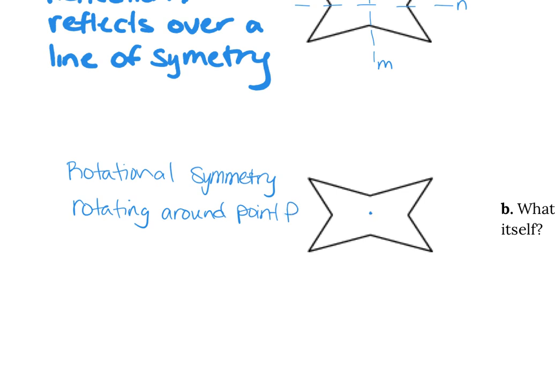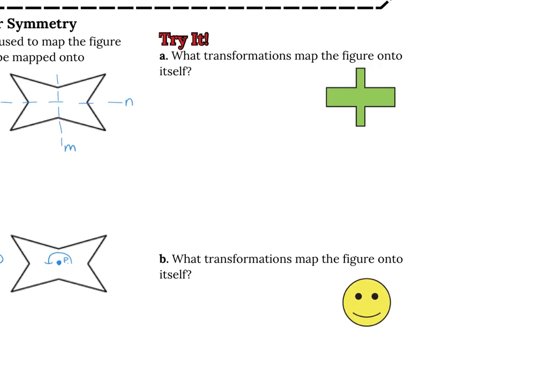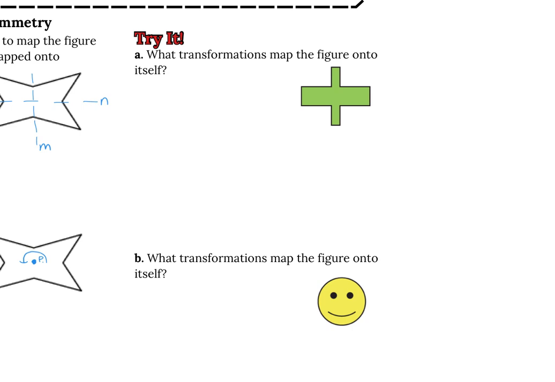Okay, so if I create a point here, I would be rotating this around that point by 180 degrees. So my rotation then would be 180 degrees around point P. Okay, let's look at our try it. What transformations map the figure onto itself?